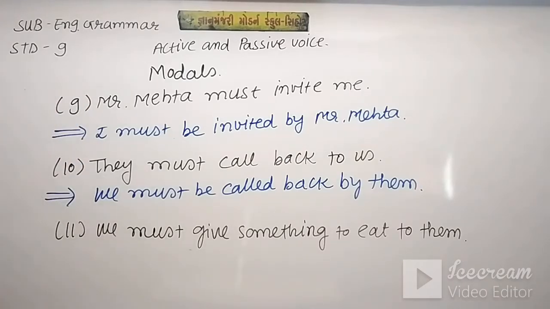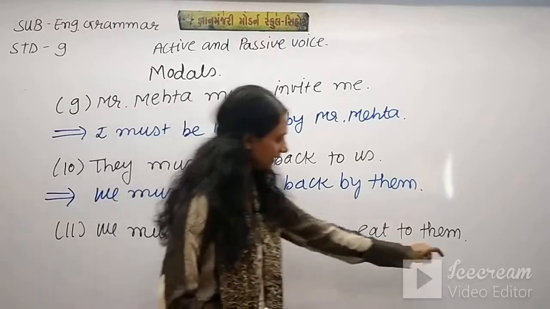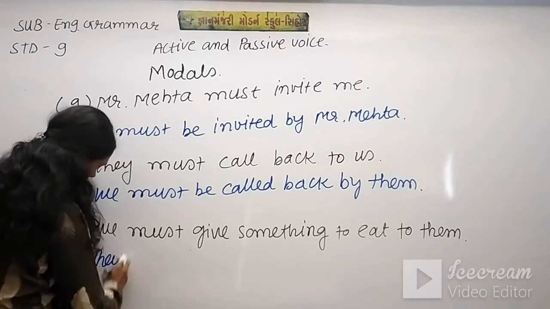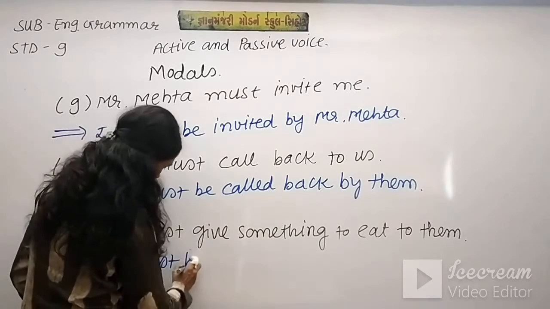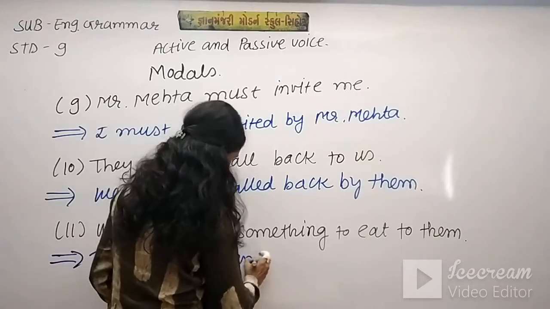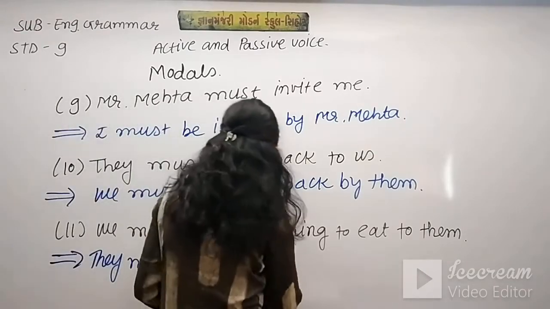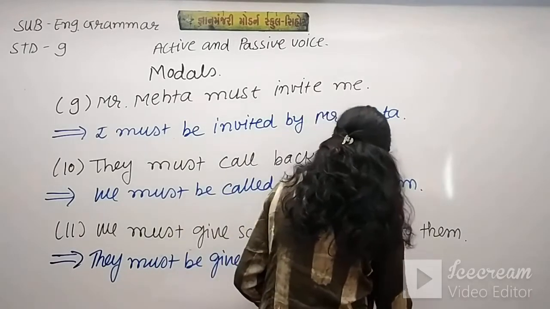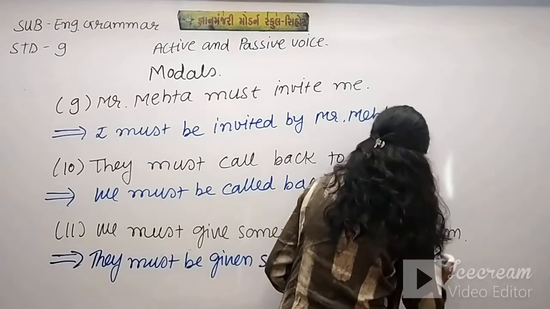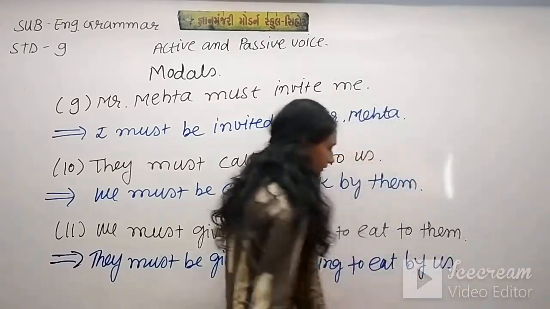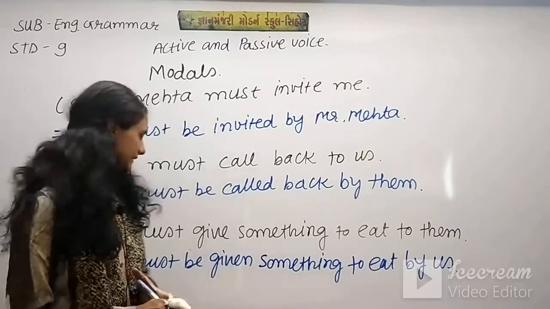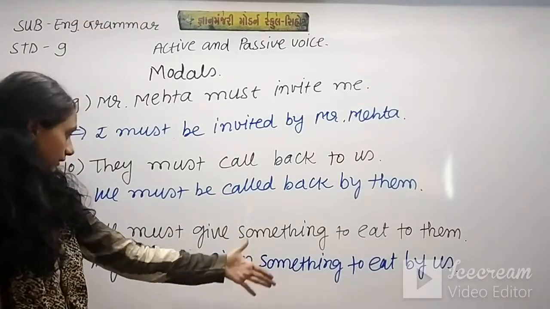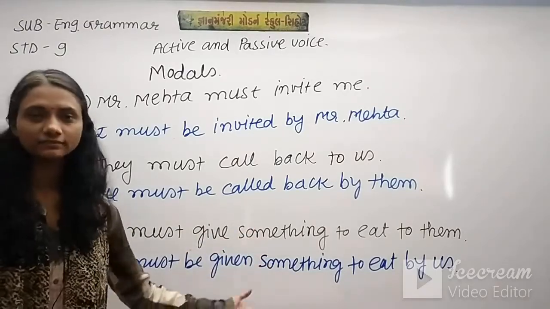And we must give something to eat to them. So here we have our object them. So that them will come first and it becomes they. They must be given something to eat by us. And if you take something as an object, as we have here two objects, so something must be given to eat to them by us. That will be the answer.